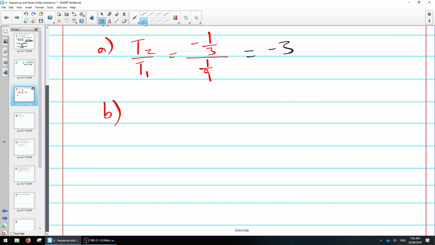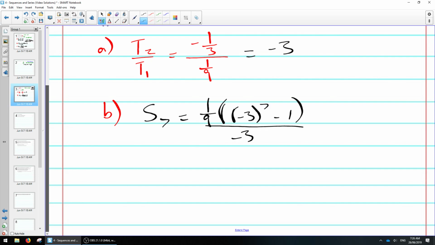So we're going to have S7 equals 1 over 9, negative 3 to the power of 7 minus 1, over negative 3 minus 1. Now just really be careful for a second here that you put the negative 3 in brackets. Remember, with our calculator, if we don't put that negative 3 in the brackets, it's going to do 3 to the power of 7 and then put a negative in front of it. In this case, it actually won't change anything. It will give you the same answer.